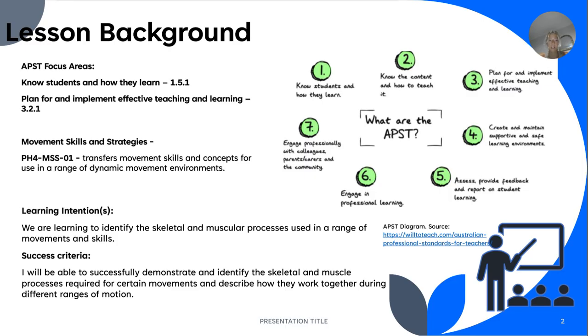Lesson background. This lesson plan identifies the many teaching, differentiation, and assessment strategies used to make this an effective and engaging lesson. This lesson plan is aimed towards a Year 7 PDHPE class in which students learn to identify the skeletal and muscular processes used in a range of movements and skills. The success criteria outlines I will be able to successfully demonstrate and identify the skeletal and muscle processes required for certain movements and describe how they work together during different ranges of motion.